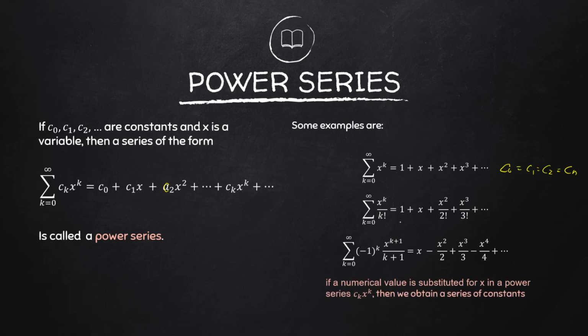If a numerical value is substituted for x in a power series, c sub k times x raised to k, then we obtain a series of constants. Which makes sense, since c sub k is a constant, and x is a constant, and your k is also a constant, starting from 0 up to positive infinity, so you will obtain a series of constants. But if x is not a constant, if that is a variable, then you will obtain a series that has a variable in it.